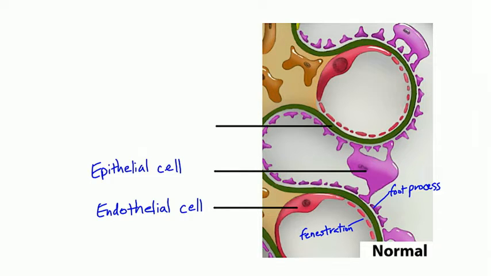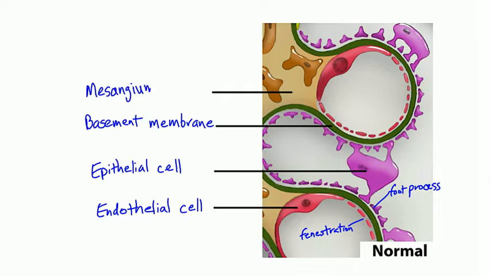This smooth green line is the basement membrane, which is sandwiched between the pinkish red endothelial cell and the purplish podocyte foot processes. Remember, those are the three layers that make up the glomerular filtration barrier: the endothelial cell, the negatively charged basement membrane, and the podocyte foot processes from the epithelial cells. Now this light brown region is the mesangium, or the mesangial matrix. And the darker brown cells inside the mesangium are the mesangial cells.